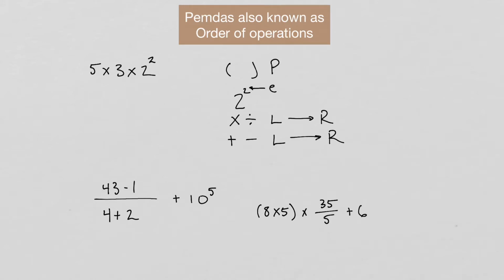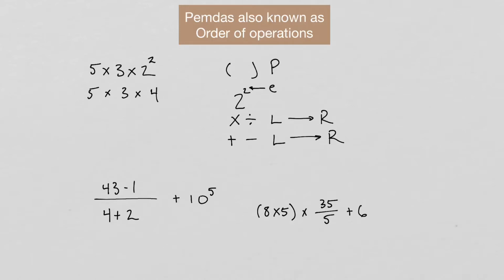Okay, 5 times 3 times 2 squared. We notice there's no parentheses going down our list from top to bottom. We see there's an exponent, so we're going to need to take care of that exponent first. So 2 squared, what does 2 squared give us? That gives us 4. So here we have 5 times 3 times 4.